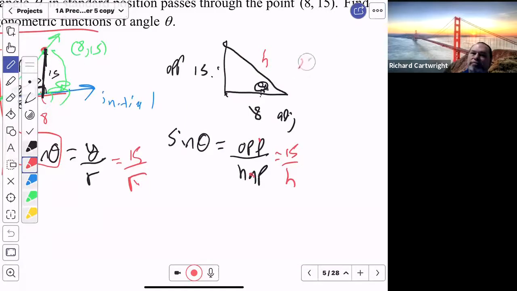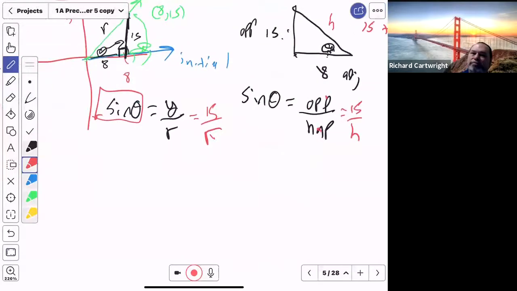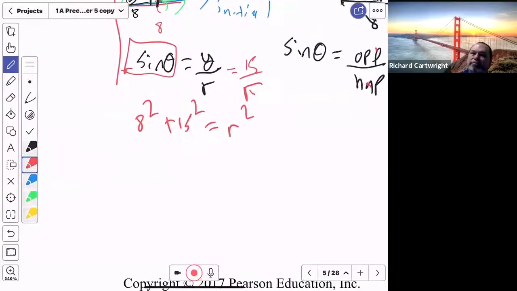That would be 15 squared plus 8 squared equals r squared. Over here we would say 8 squared plus 15 squared equals r squared. It's the same work, guys. So 8 squared is 64. 15 squared, I think, is 225. Is it? I don't know. Yes, sir.